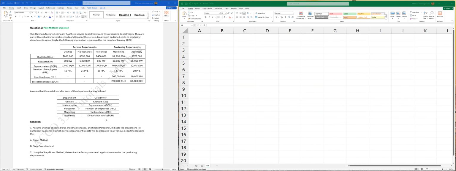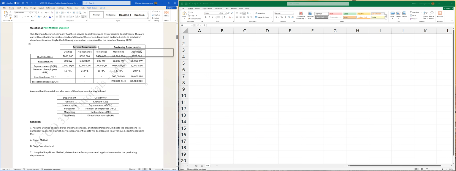So let's get into question 3 on chapter 15 for period cost allocation. And guys, this is a past midterm question. So let's read it and just jump right into it. The XYZ manufacturing company has 3 service departments and 2 producing departments. They're currently evaluating several methods of allocating the service department budget cost to the producing departments. Accordingly, the following information is prepared for the month of January 2024.